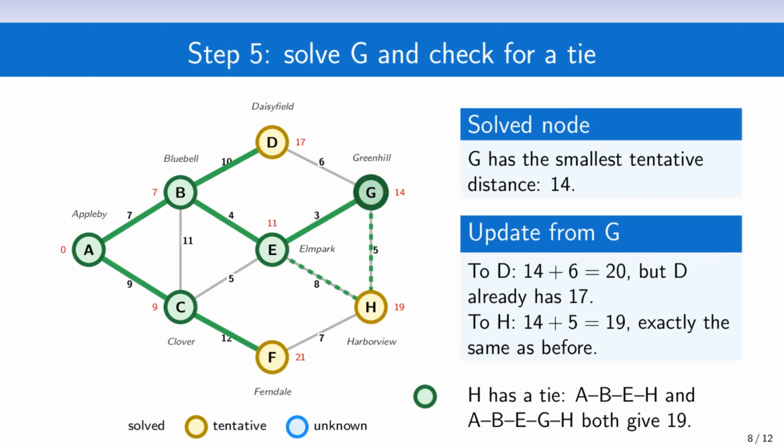With G solved, we check its neighbors. The distance to D is 20, but D is already 17. The distance to H is 19, which matches our existing value. We note a tie for the path to H.